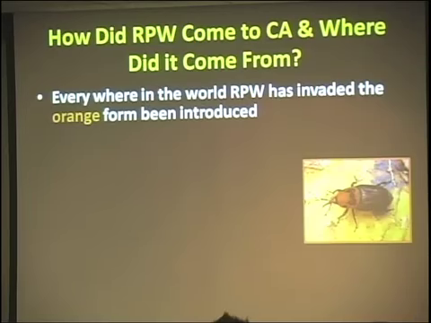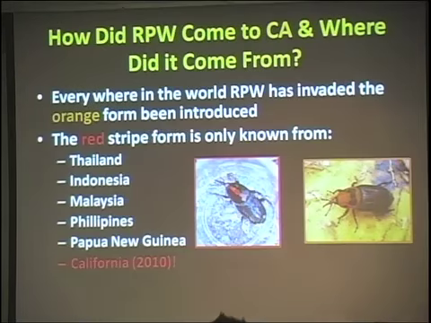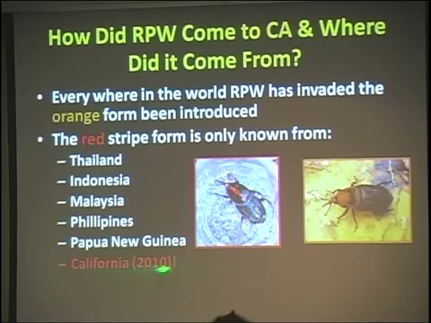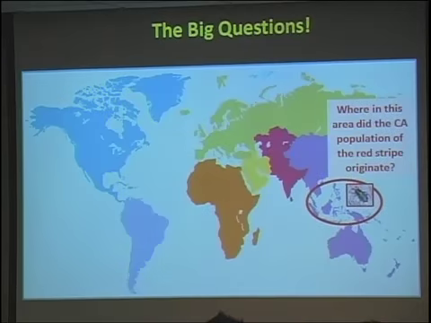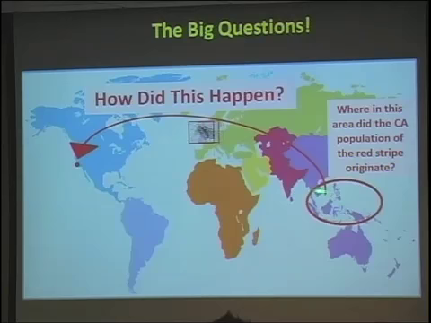So, as I told you, everywhere in the world, the orange form has spread. The question for us is, how did we get the red stripe form? It is known from Thailand, Indonesia, Malaysia, the Philippines, Papua New Guinea, and now Southern California. How did it go from these places to Southern California? Well, what we want to answer using genetic analyses is this question. Where in the area of origin here in Southeast Asia, where this red stripe form is native, how did this happen? How did it move to Laguna Beach?